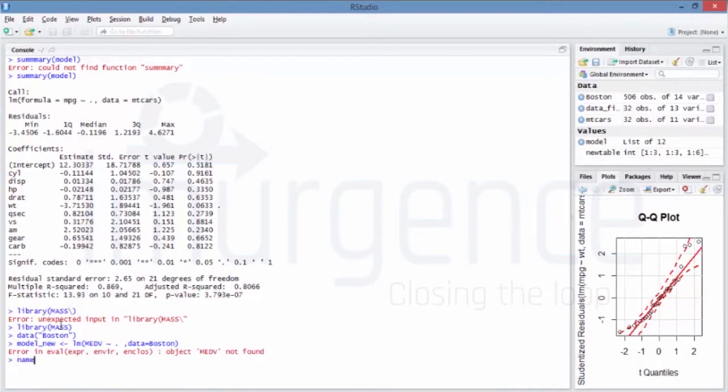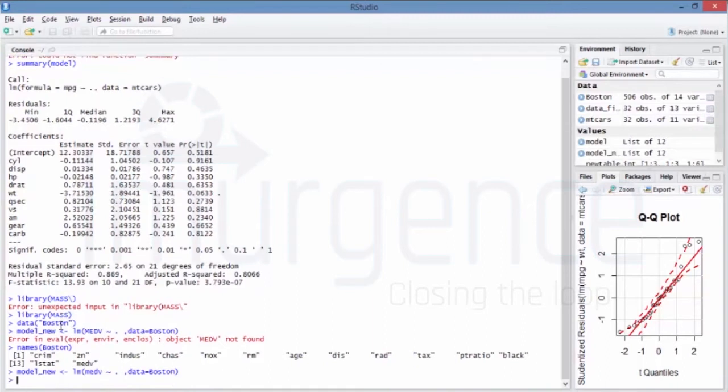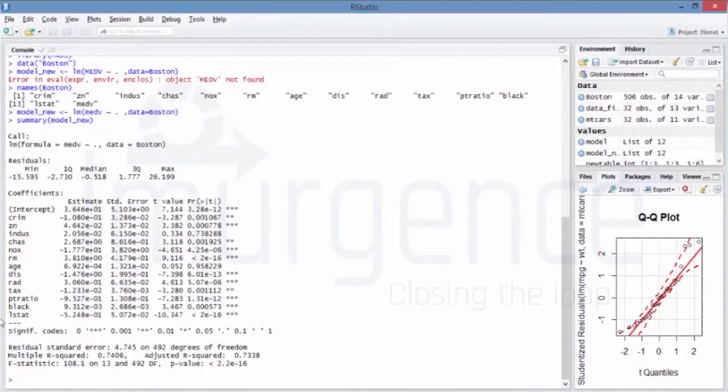Let me just check the names of Boston first. Okay, it's small medv, so I'll just change this to small caps. R is very case sensitive, right? And then you can do a summary of model_new, right? So you find that these few variables are significant and some of them are insignificant.